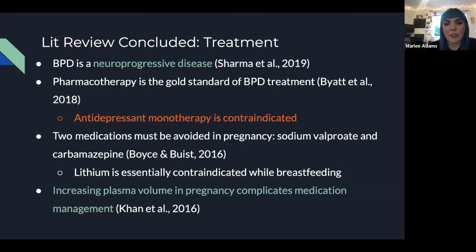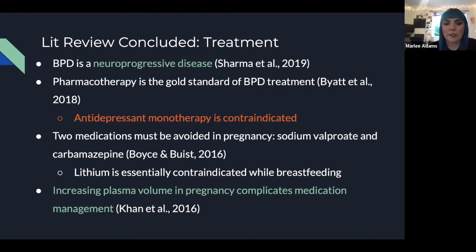There are 2 medications to avoid in pregnancy because of the risk of congenital anomalies. These are sodium valproate and carbamazepine. Lithium is considered fine for pregnancy with some monitoring, but it is essentially contraindicated while breastfeeding.